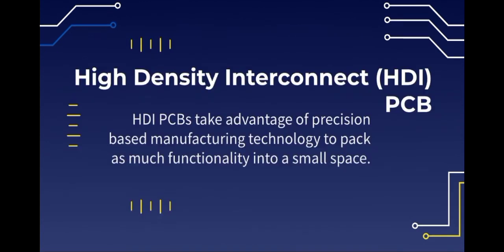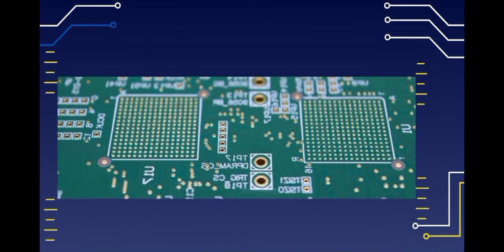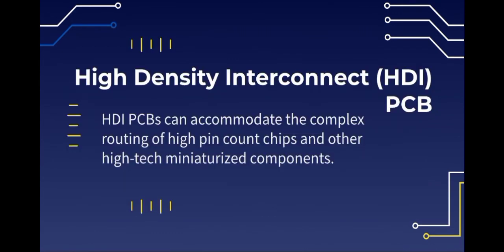Another type is the high-density interconnect or HDI PCB. HDI PCBs take advantage of precision-based manufacturing technology to pack as much functionality into a small space. This is done by using many conductive layers, laser-drilled microvias, fine lines and tolerances, and advanced laminate materials. Also, HDI PCBs can accommodate the complex routing of high pin count chips and other high-tech miniaturized components.